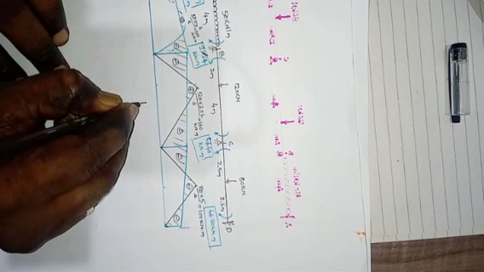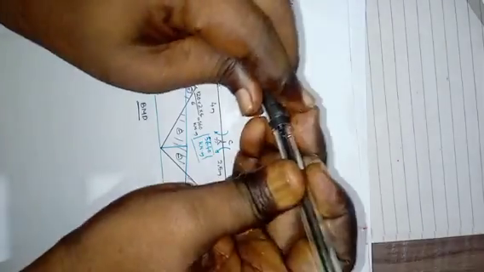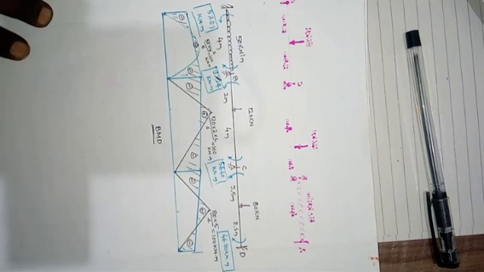Here this is the bending moment diagram. By overlapping both the bending moments, that is the support moments and the simply supported beam bending moments, you will get the net bending moment diagram as shown in the figure.